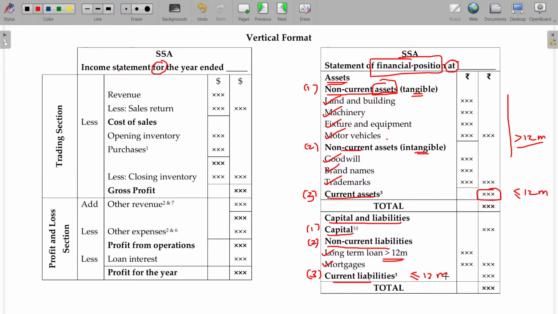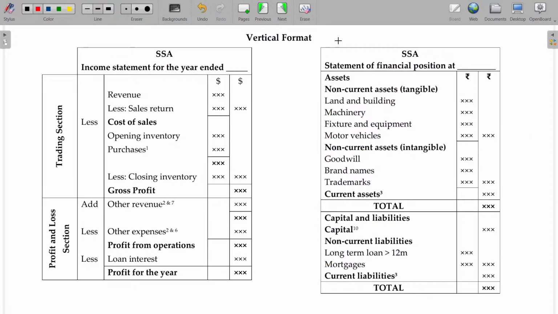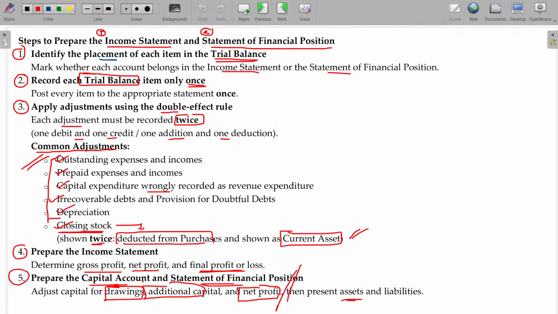Hope you will now be able to understand the vertical format of the income statement and the financial position statement. Opening inventory plus purchases minus closing inventory, you will get this only. Now we will see one after another. Hope you will recollect all the points you have. Come on, you can guess with me.